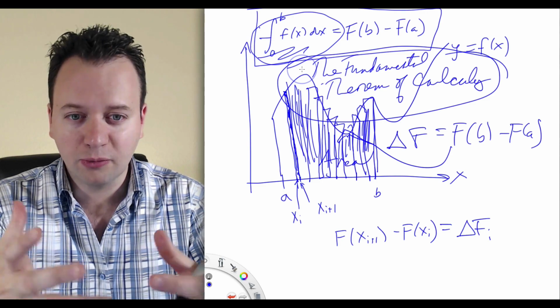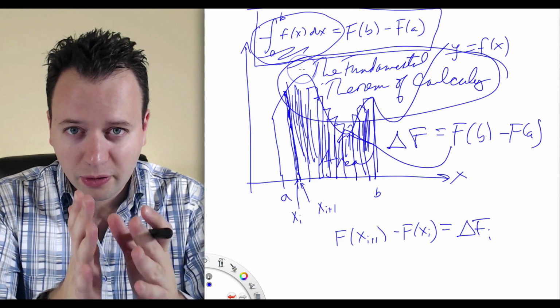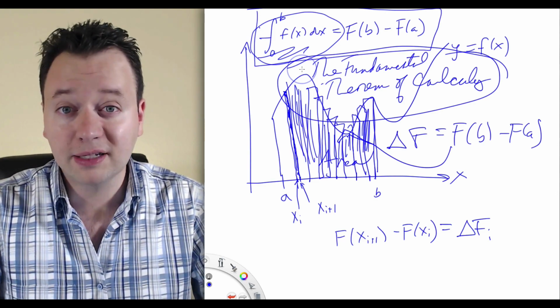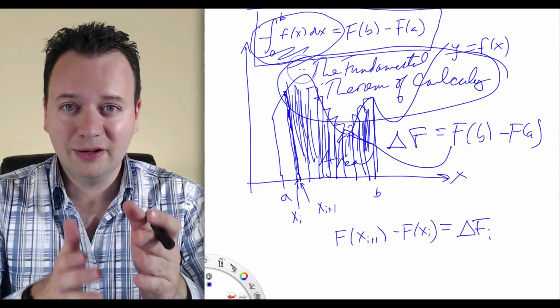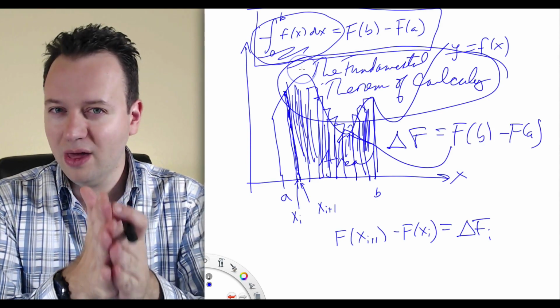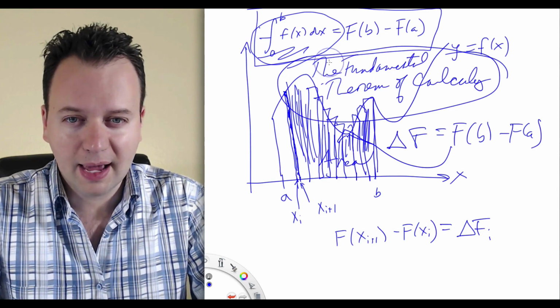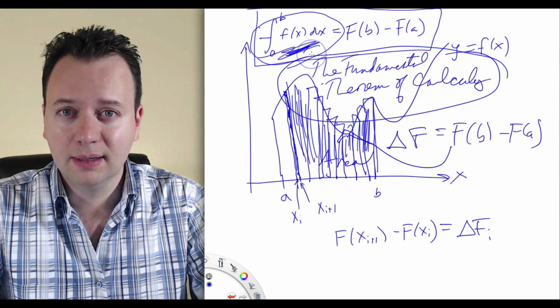So you do this in a process as you make your Riemann sums thinner and thinner, or the rectangles thinner and thinner. The approximation is going to become a better and better approximation of your true area. And in the limit, as you make those rectangles infinitely thin, you actually get something that's equal to the total area.